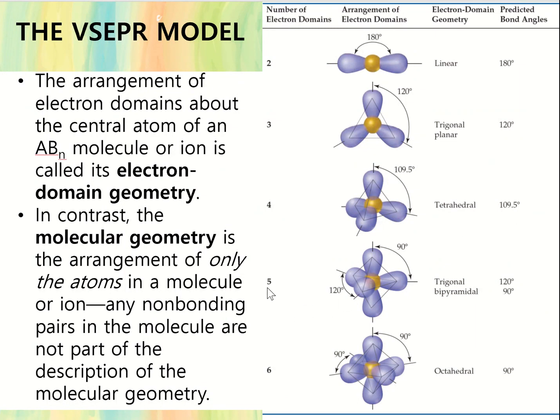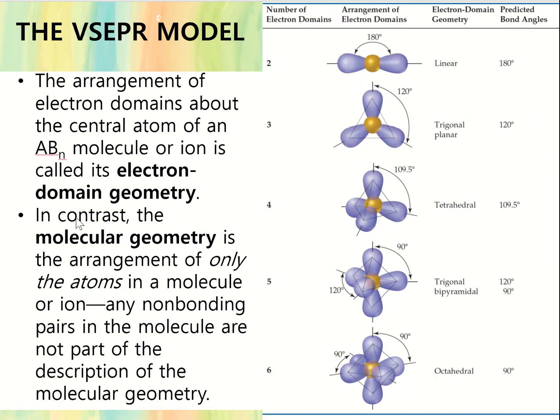If we have 5 electron domains, then our electron domain geometry is trigonal bipyramidal, and as we saw, we have two different angles, 120 because we have 3 in the middle, and then we have the 90 degrees here. If we have 6 electron domains, then our electron domain geometry is octahedral and all the angles are 90 degrees for octahedral. That is these angles seen here.